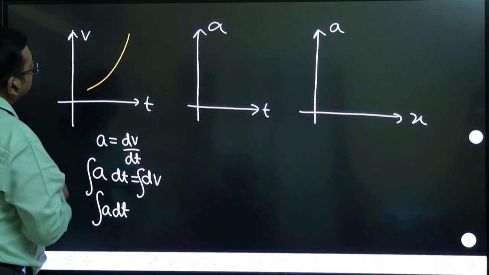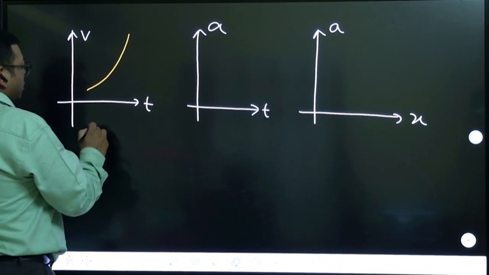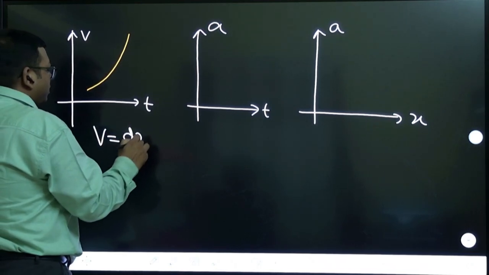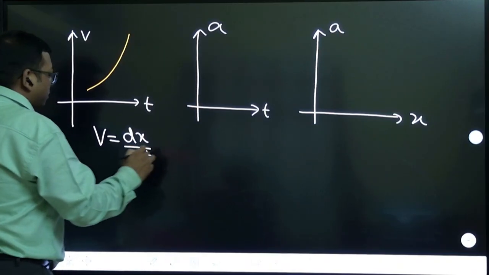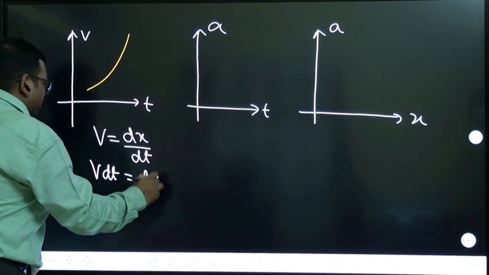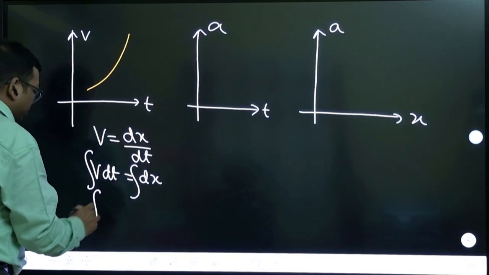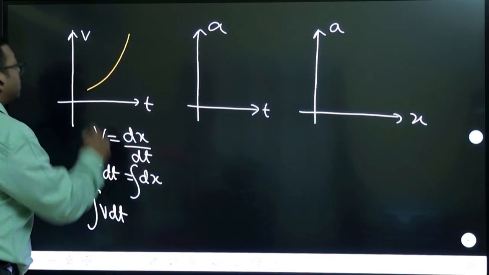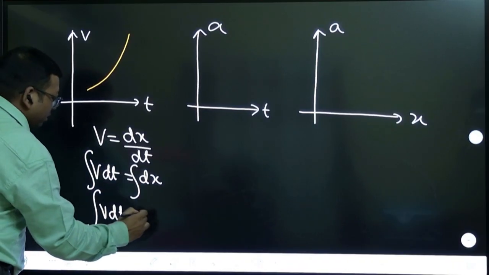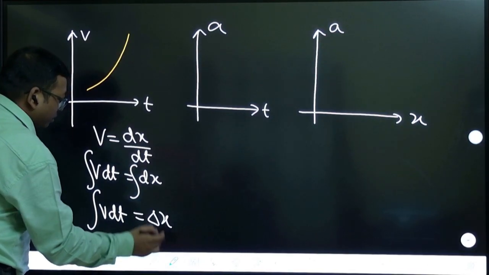Sorry, no, not this one. Velocity is equal to dx by dt, so v dt is equal to dx. Then if I do integration, this is integration of v dt, which means area under this graph. This will give us displacement. This is what we have to note here.